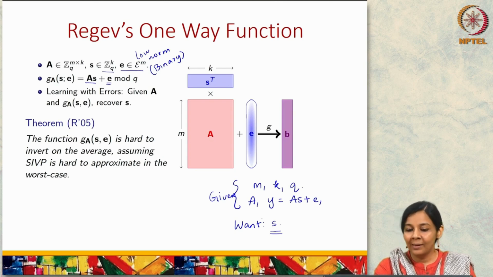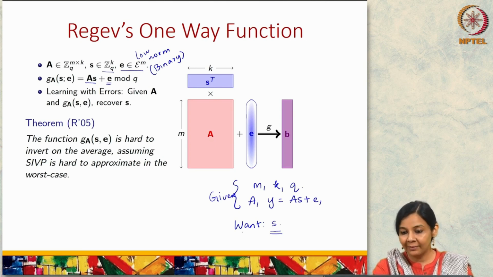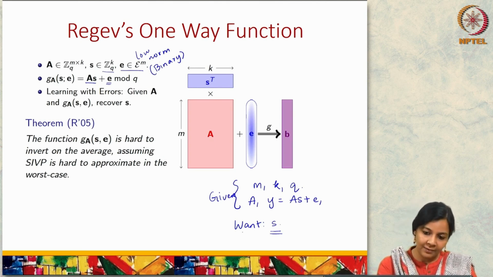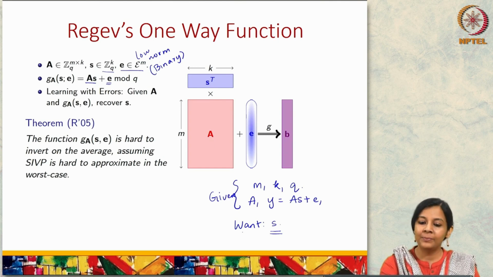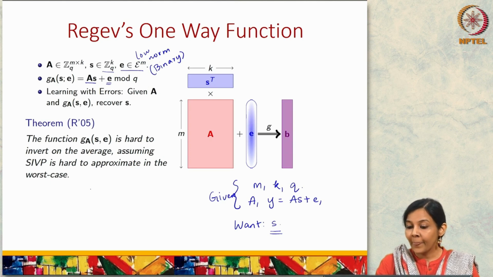So indeed, this problem is really a fantastic problem. We will see very little about them in this course. Anyway, so the theorem is that this function is hard to invert on the average, assuming that SIVP is hard to approximate in the worst case. Okay, so this is a very strong statement.